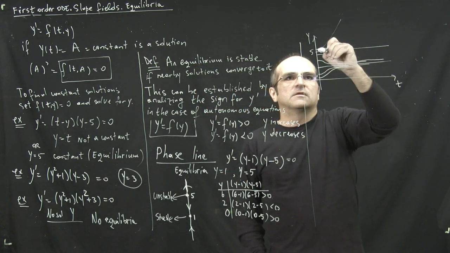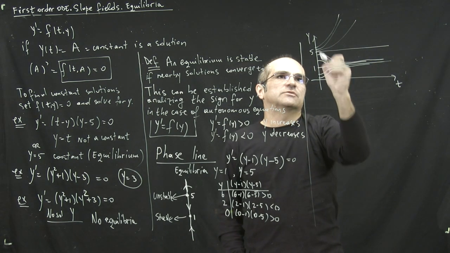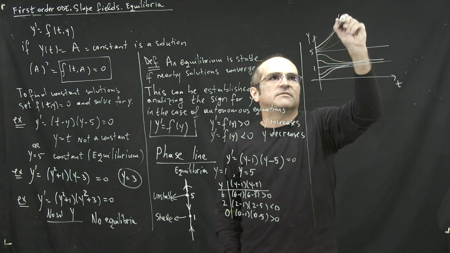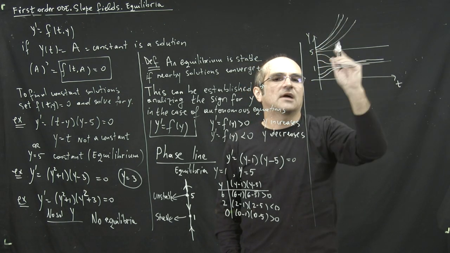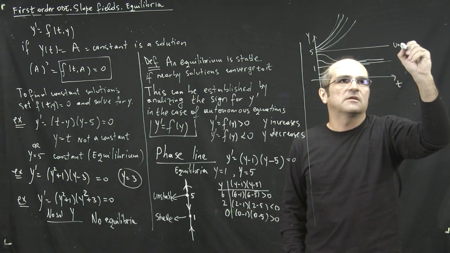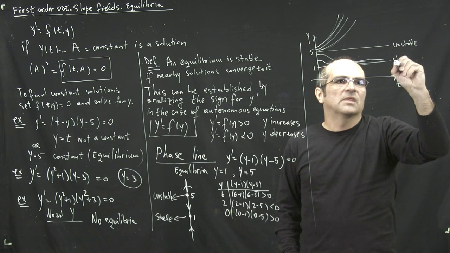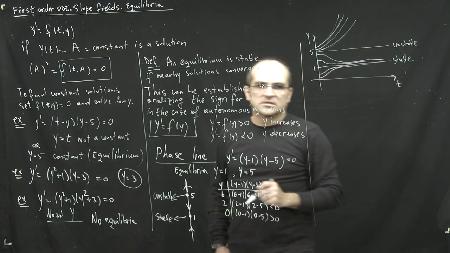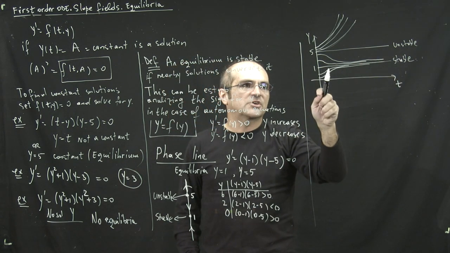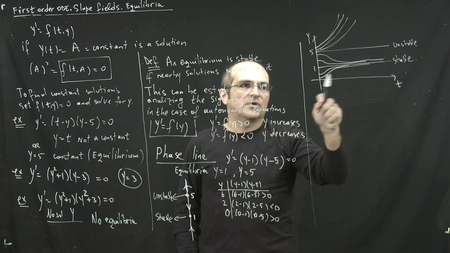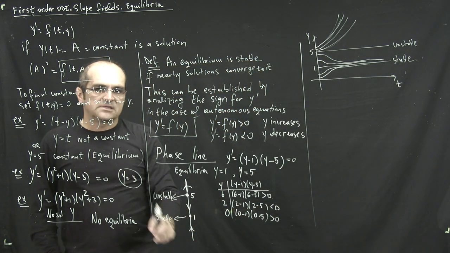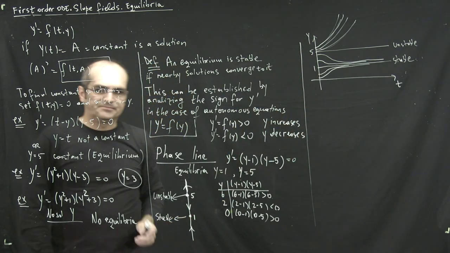And solutions starting close to 5 will diverge, will move away from 5, like that, either above or below toward 1, right? So again, unstable, stable. So the phase line is really telling you just the stability if you don't care about what happens with t. If you don't care about the actual value of y with respect to t, you only care about whether it approaches the equilibrium point or not, then the phase line simply tells you the motion along the y-axis.